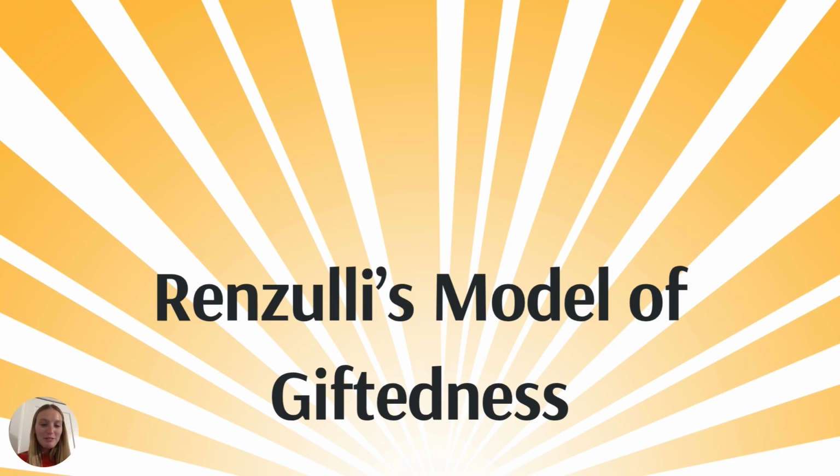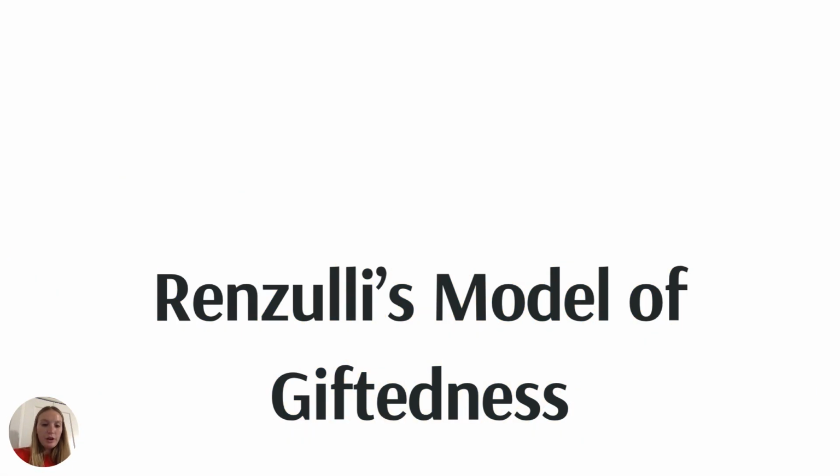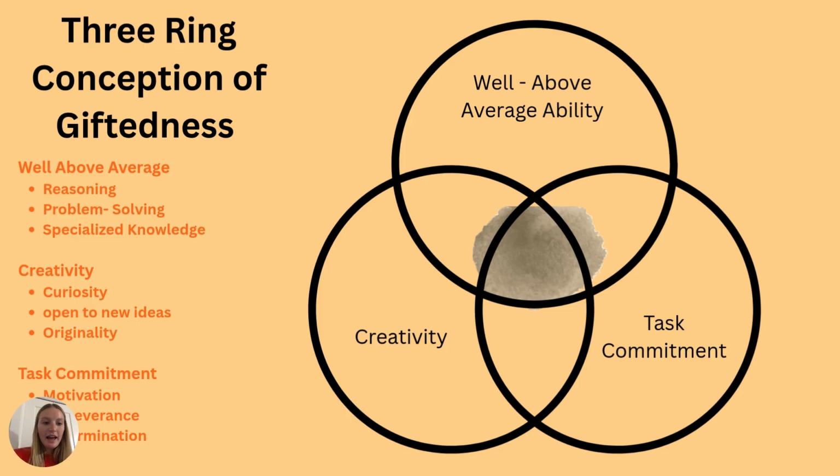Hello, I am doing Renzulli's model of giftedness. So, the first slide that I have is the three ring conception of giftedness. And this is a Venn diagram that we see when we're reading about Renzulli's method. It talks about these three different parts that when you put them together, create giftedness.